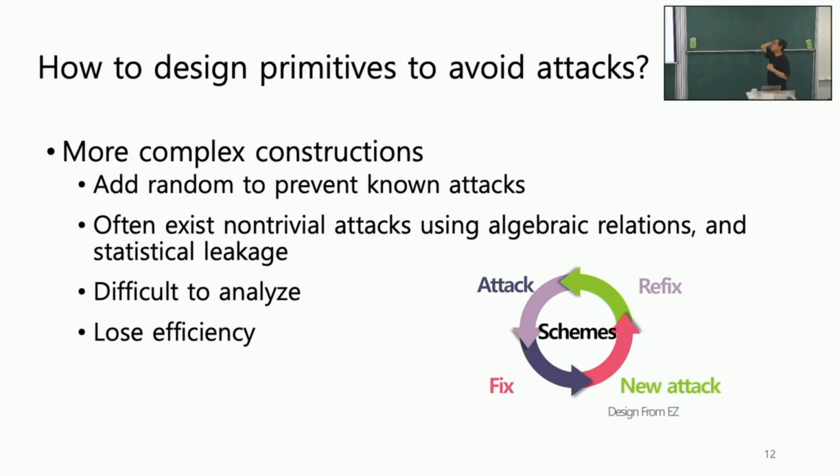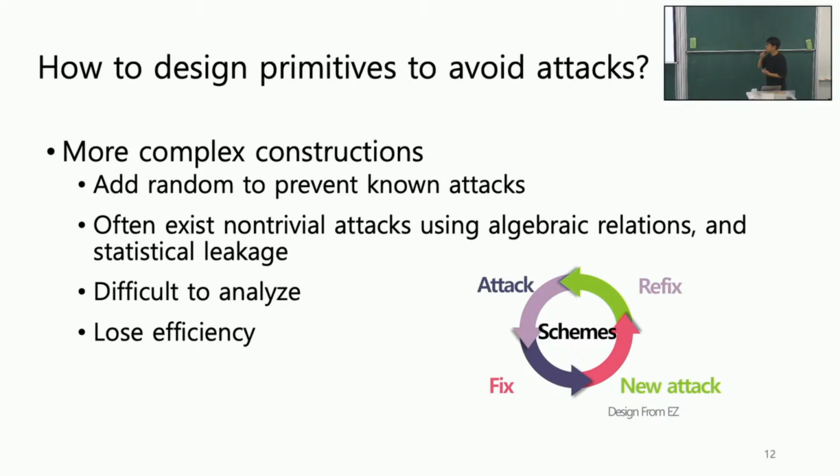So to design secure primitives, the construction of schemes becomes more complex, since designers usually add a random element to prevent unknown attacks. However, sometimes there is a non-trivial attack using algebraic relations or statistical leakage. After that, designers fix it again. When you have an attack and fix it, and there is a new attack and you fix it again, the concrete secret of cryptography is the cycle of attacks and fixes.